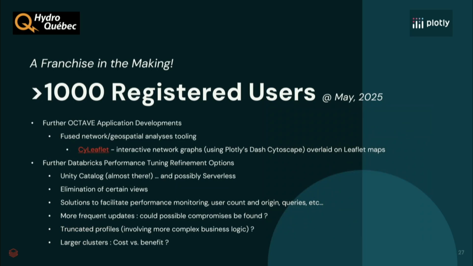So it's a franchise in the making. 2024, 2025 as of May, so a month ago, 1,000 registered users. This guy's continued to develop the application, amongst other things. He's got other projects. This is not his only iron in the fire, right? He's actually advancing other use cases, where you saw that map, right? That map that had transformers and smart meters.